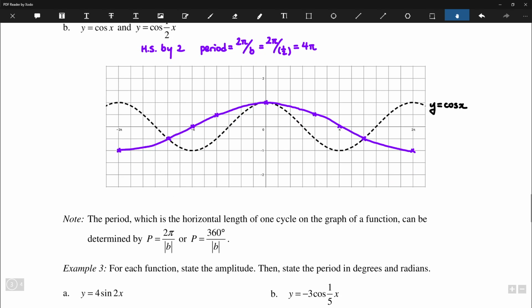So of course, if the function was in degrees instead of radians, then we'll have 360 divided by the absolute value of b would be the period, instead of 2 pi divided by the absolute value of b.